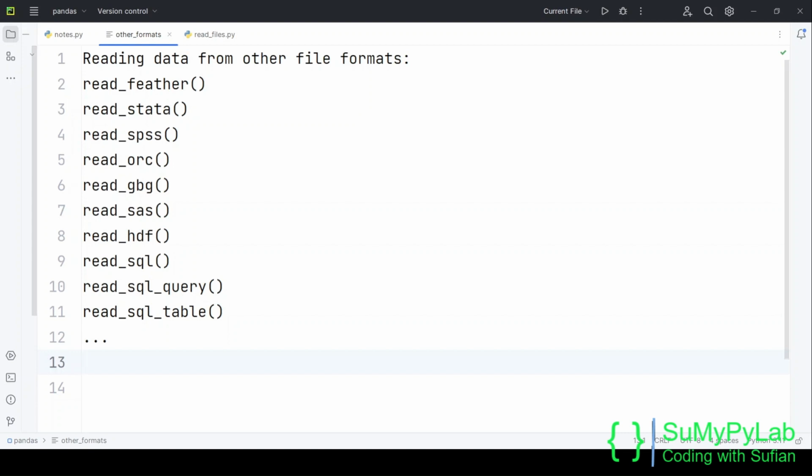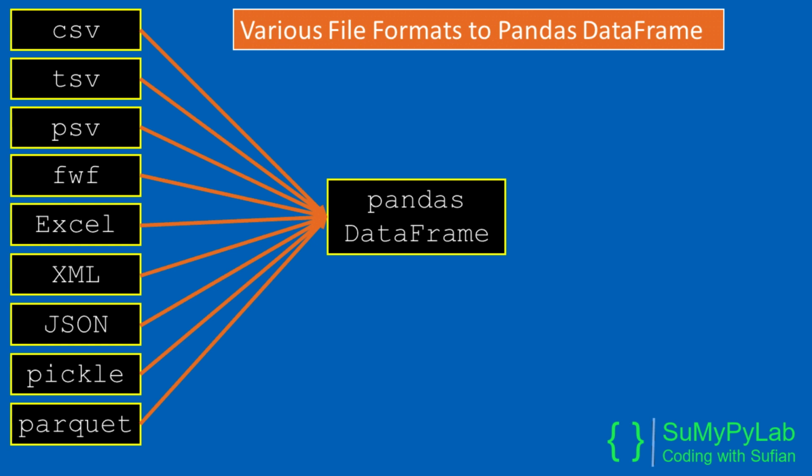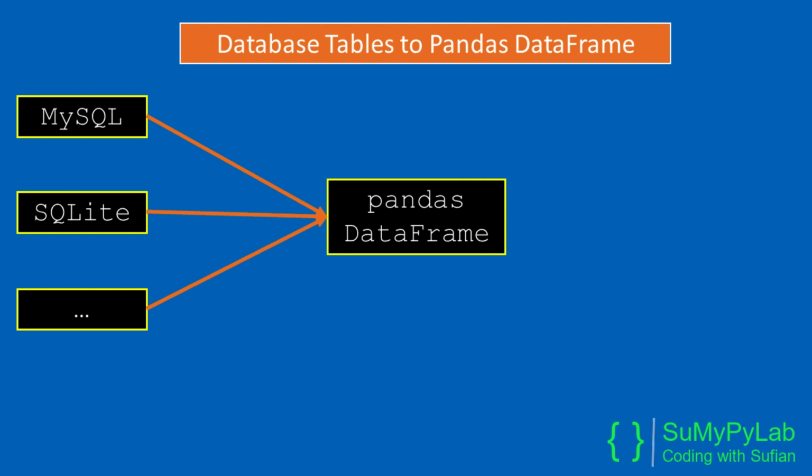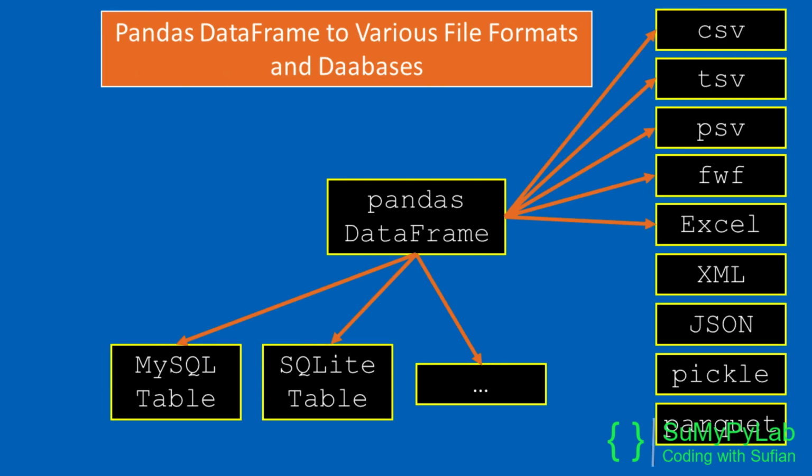This is all for today's lesson. We have learned how to create Pandas data frames using data from various file formats such as CSV, Excel, XML, JSON, Pickle, Parquet, etc. In our next lessons, we will also learn how to create Pandas data frames from different databases such as MySQL, SQLite, etc. We will also learn how to save the Pandas data frames into various file formats such as CSV, TSV, XML, JSON, Excel, Pickle, Parquet, etc.